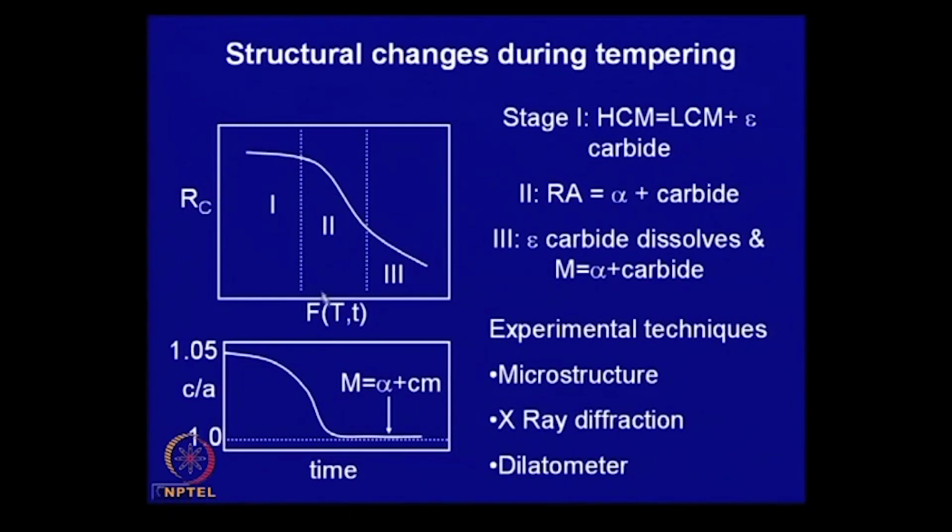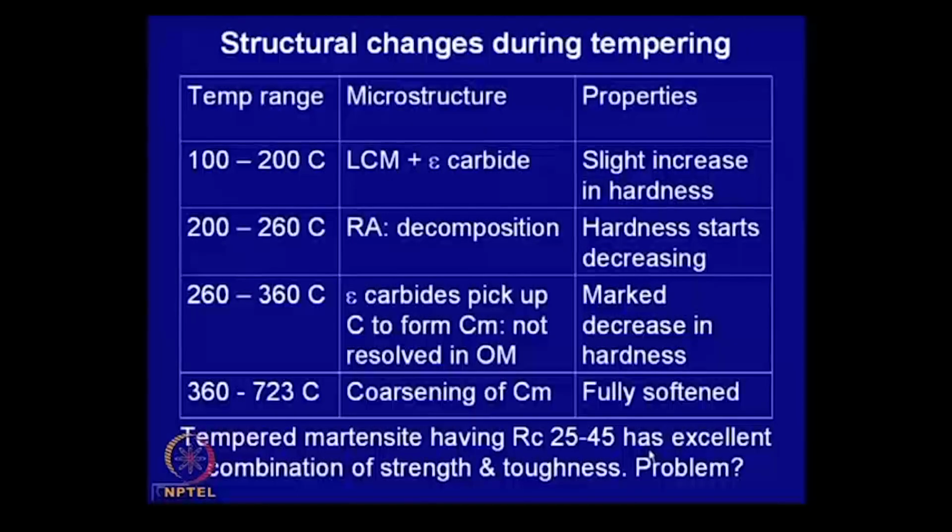Whereas at this stage, if you take the diffraction pattern and there is a sufficient amount of retained austenite, you will also see the peak corresponding to austenite, and you can measure the intensity of the austenite peak and compare it with the ferrite peak, and this ratio will give you the relative proportion of retained austenite and ferrite. So, X-ray diffraction no doubt is a very powerful tool to follow transformation kinetics in tempering.